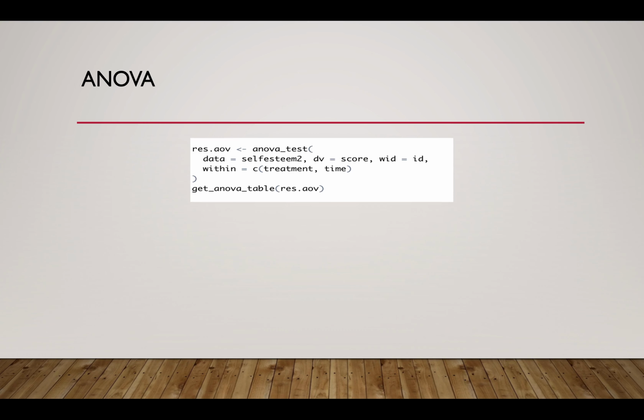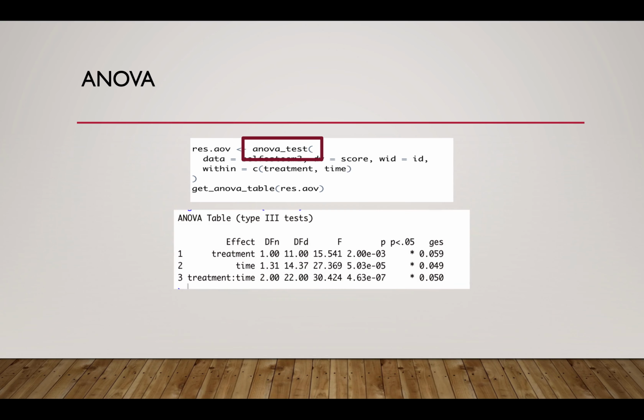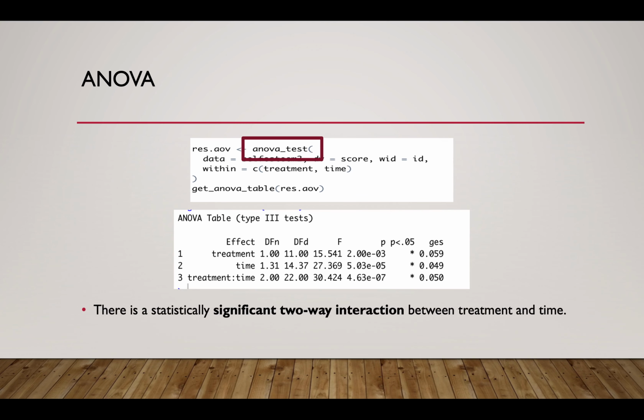So now we are ready to run the ANOVA, and we can do this by using the anova_test function like this. And here are our results. As you can see, there was a statistically significant two-way interaction between treatment and time, which is shown on the final line of the output.